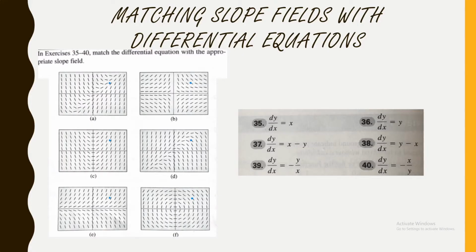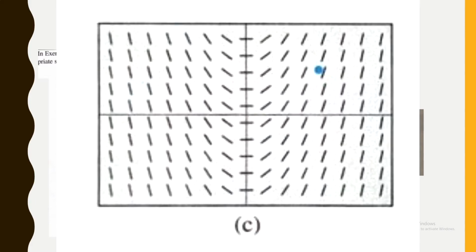Matching slope fields with differential equations. Here I have an example from the book, and it says in exercises 35 through 40, match the differential equation with the appropriate slope field. For 35, we have dy/dx equals x. The slopes will only depend on the x value, therefore all points with the same x value must have the same slope, which is why C is the one that matches the differential.